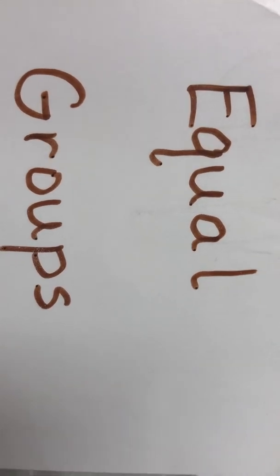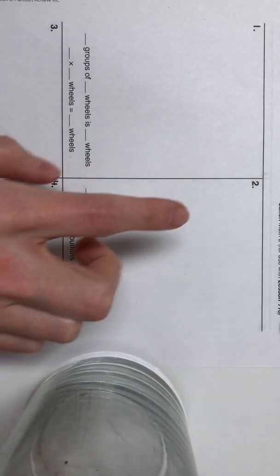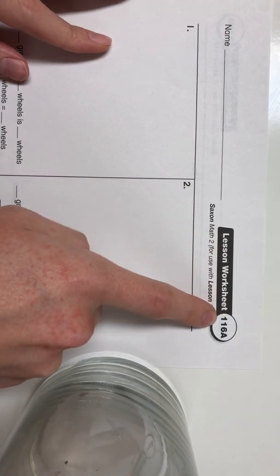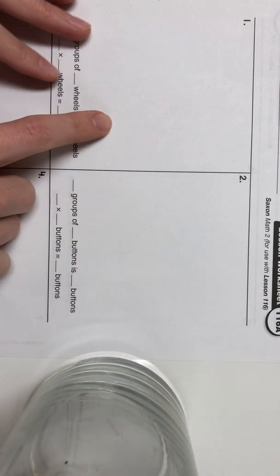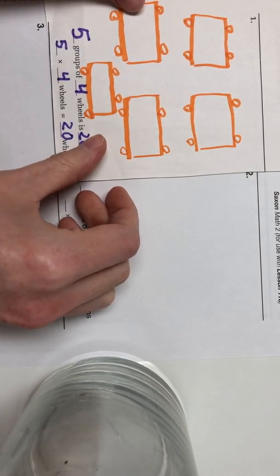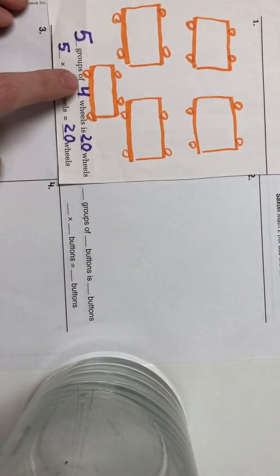Hi, second graders. So today we're going to be talking about equal groups. So we're going to start on lesson worksheet side A with number 1. So for number 1, we are going to draw 5 groups of 4 wheels.